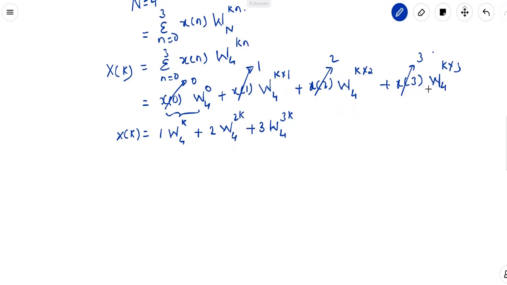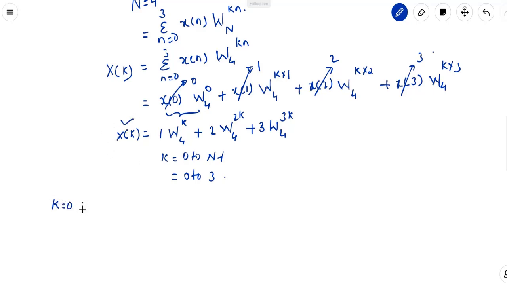In this equation, the next further step, to solve this above equation, is that we will substitute the range of k. So what is the range of k? The range of k is again 0 to n minus 1. So n minus 1 means how much? 3. So it is 0 to 3.